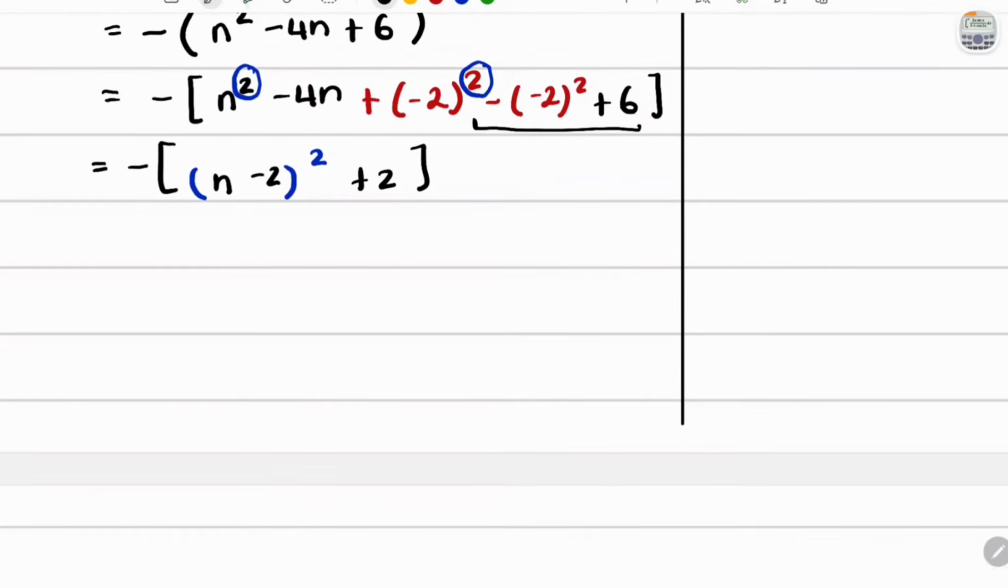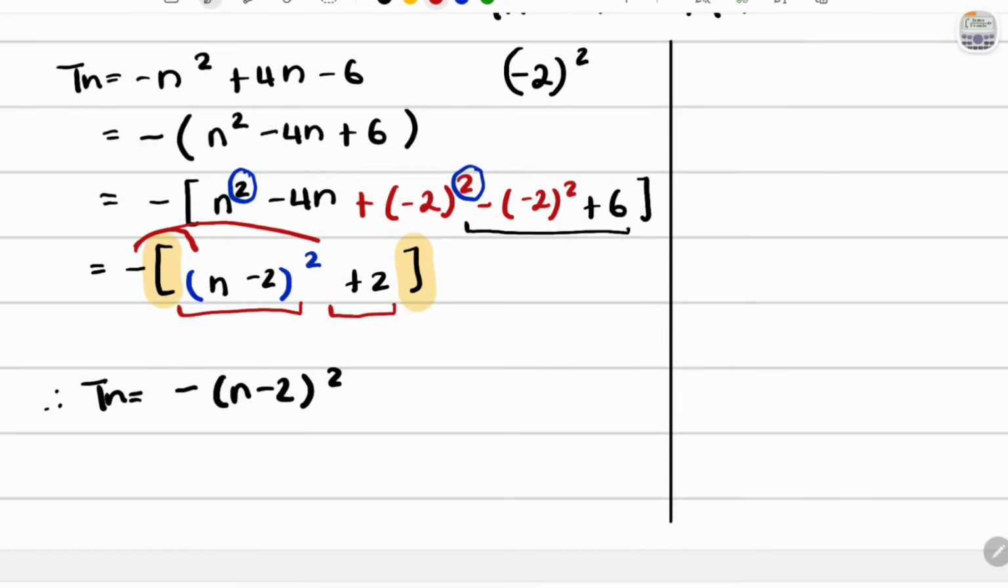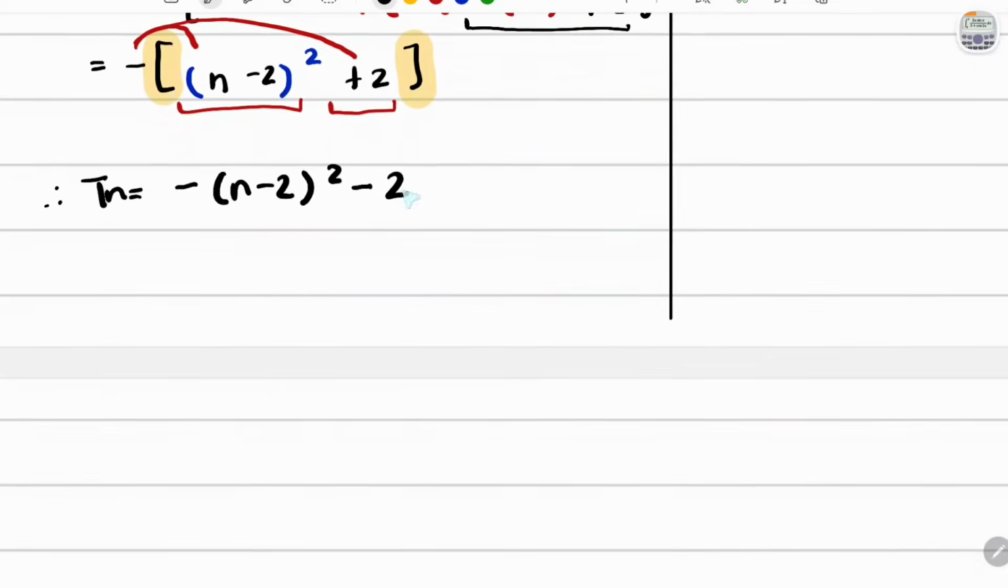Then lastly, you see these big brackets, they shouldn't be there. You need to simplify that out. So what we're going to do is take our negative and distribute it into our terms here. Notice please that we have two terms, this term and this term. So when you distribute that, this multiplies just to this bracket, not inside the bracket. So really all you have there is our final answer, Tn is equal to negative (n minus 2) squared, and then the negative multiplies into the positive 2 as well, and that becomes a negative 2. So this is what our expression looks like.